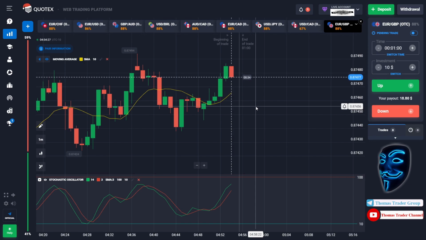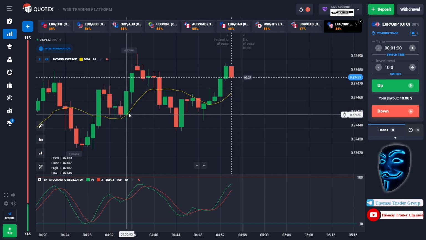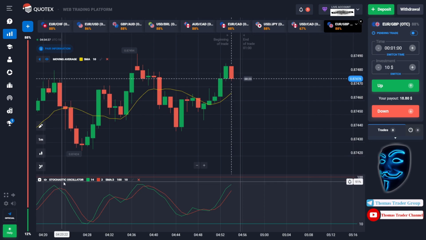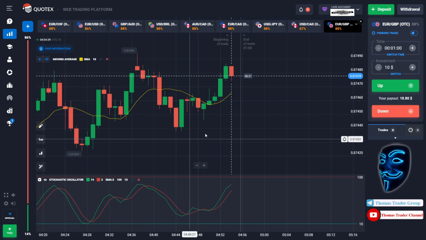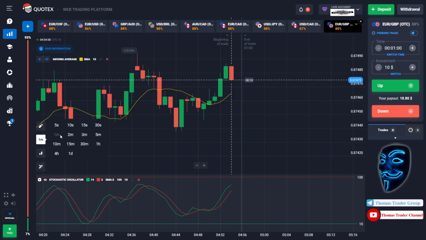Let's start our trading session for today. Today we are using two indicators. The first one is moving average, which is the yellow line over here. And the second indicator is the stochastic oscillator. Today we are going to start with $10 investment, and we are going to open the position in 1 minute time frame. And we are using 1 minute time frame for the candlestick.